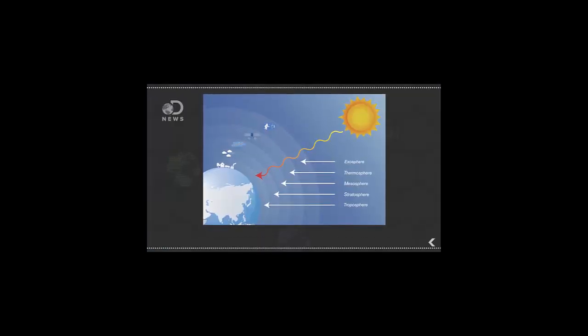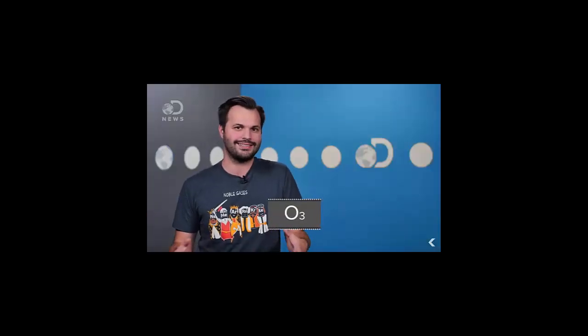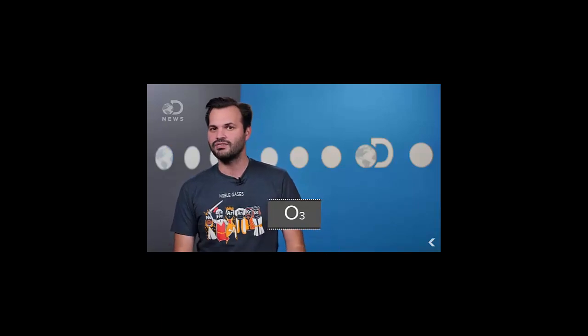Instead, 90% of our ozone floats around in the stratosphere, about 6 to 30 miles above our heads. Ozone is 3 oxygen atoms linked together, O3. When in the stratosphere, ozone absorbs harmful UVB radiation, protecting us and other life here on the ground in the troposphere.